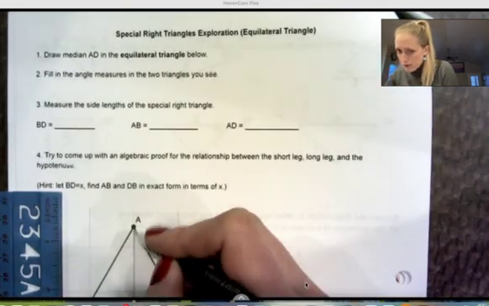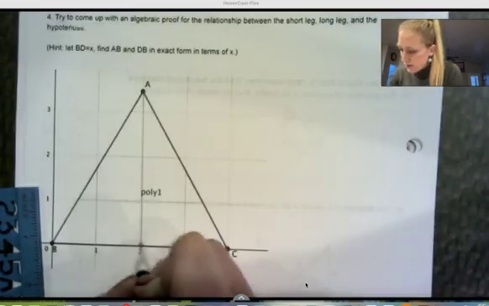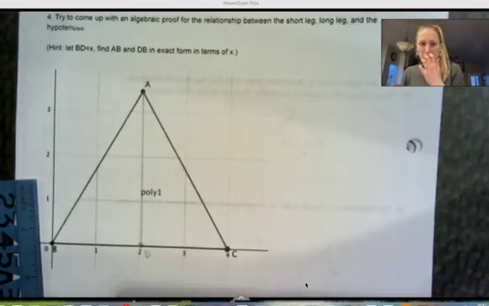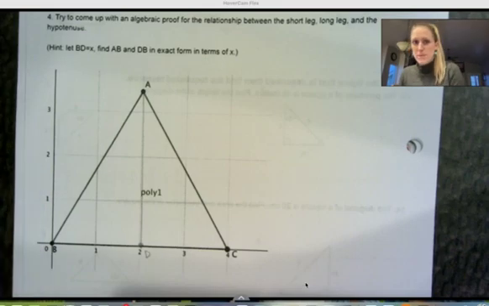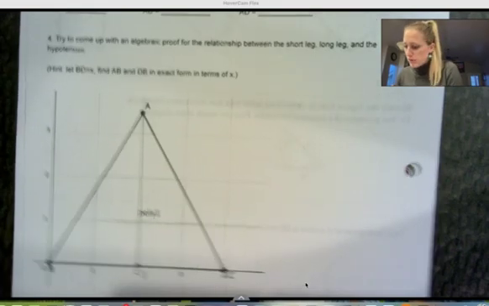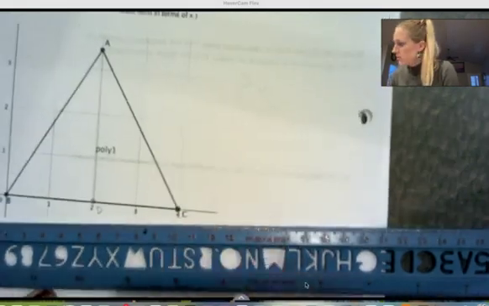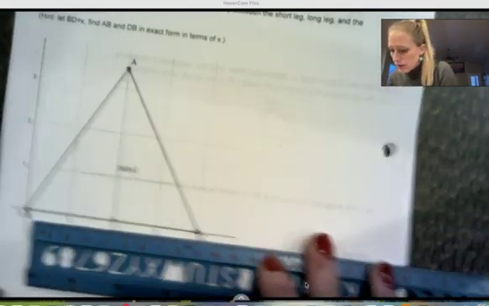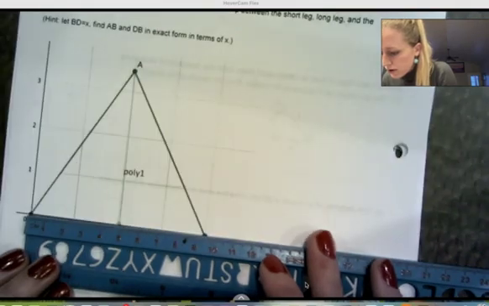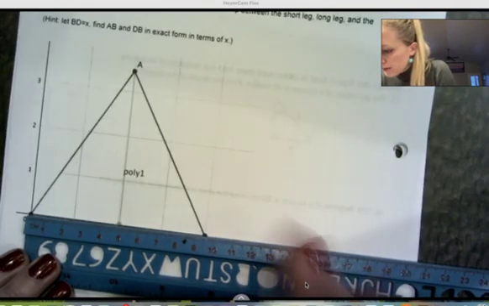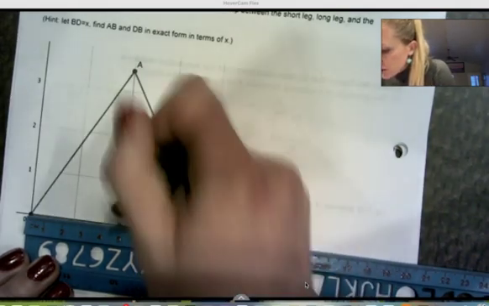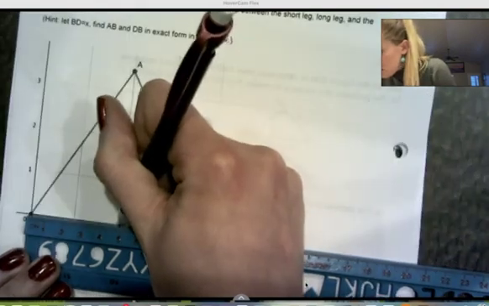Okay, and then this point right here is D. So we're going to label that D. Okay, so we're going to measure with a ruler. I'm going to use centimeters. Sorry, my little camera's in the way here. So from there to there, I'm about 4.9 or 4.8.